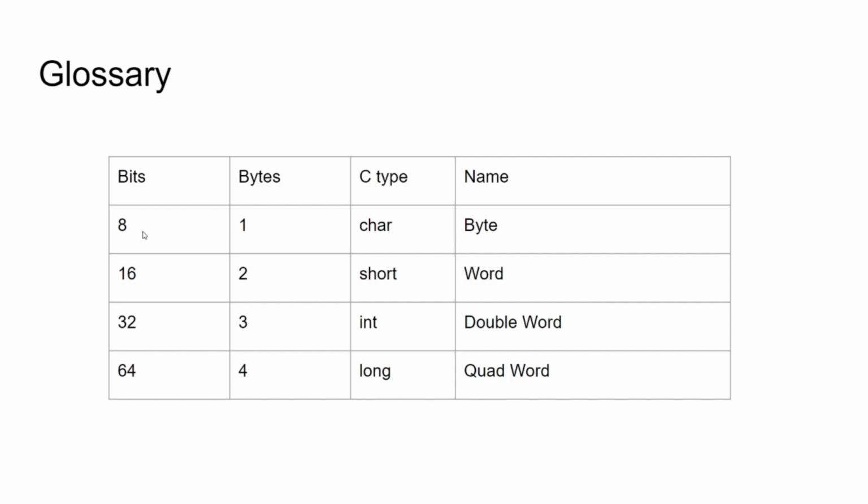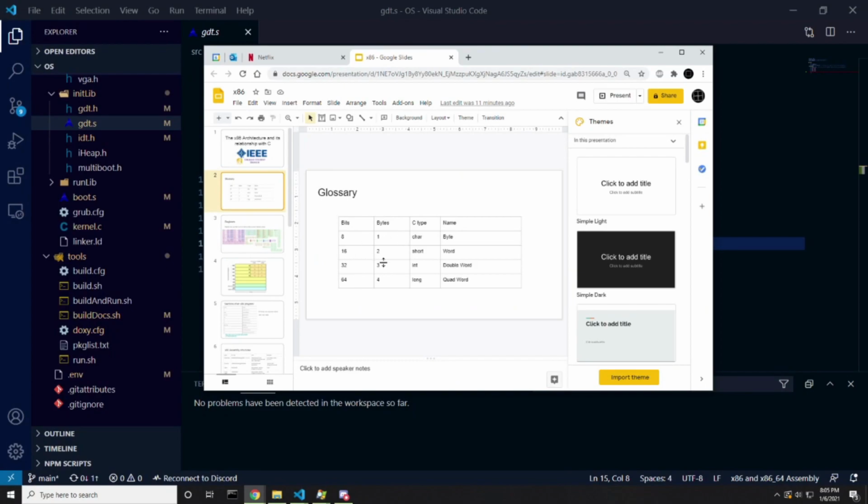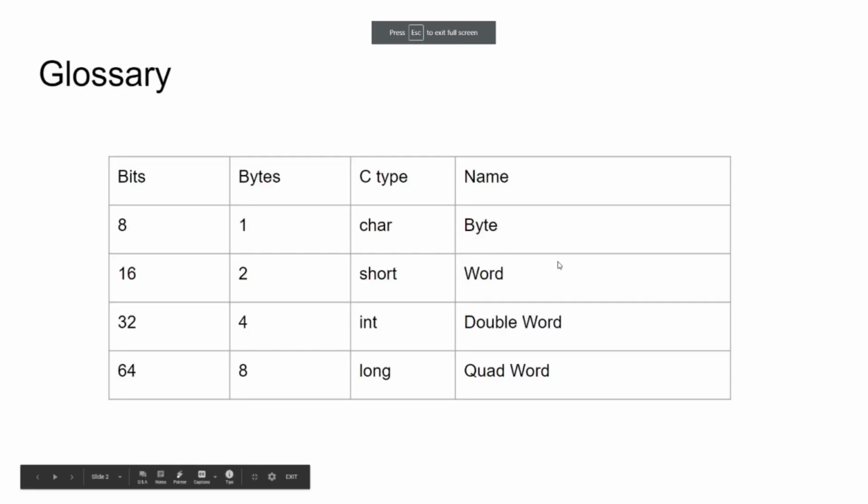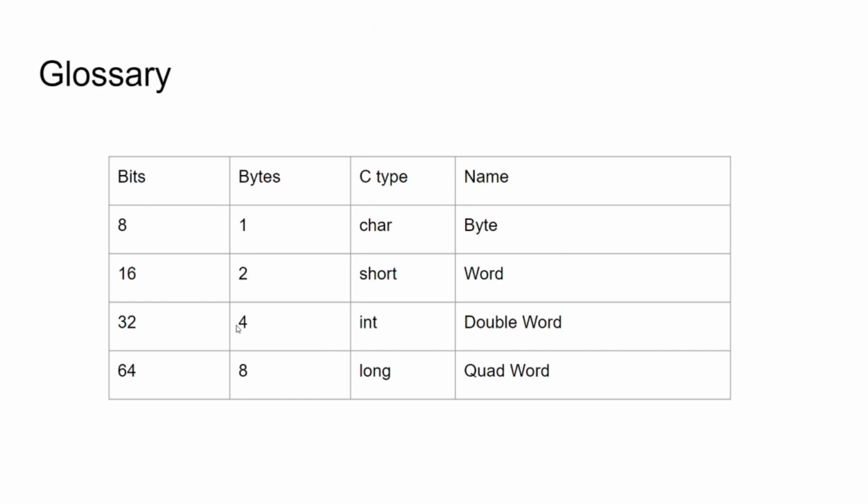So a char is 8 bits, 1 byte. A short is 16 bits, 2 bytes. A normal integer is 32 bits, 3 bytes. No, I did that wrong. I'm going to fix this right now. I tried to do this too fast and messed up my byte widths. All right, so an integer is 4 bytes, and a long is 8 bytes.